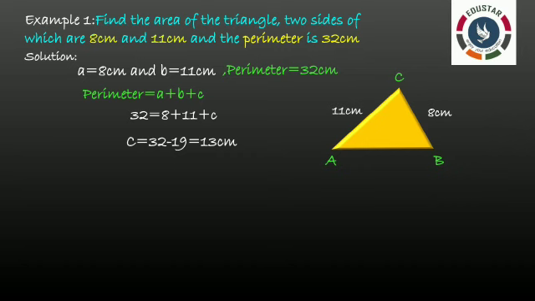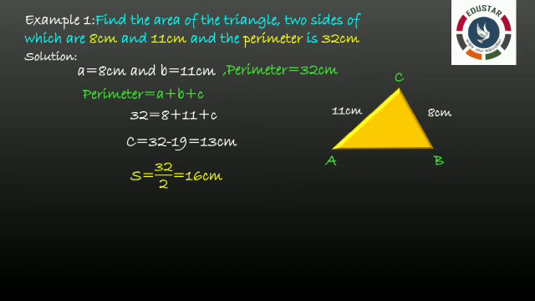So, we have all three sides now, A, B and C. And what is required for Heron's formula? Semi-perimeter, that is your S value. So, what is your semi-perimeter? Perimeter by 2. So, S is equal to, what is your perimeter? 32 centimeter. So, 32 divided by 2 is equal to 16 centimeter. So, your S value is 16.